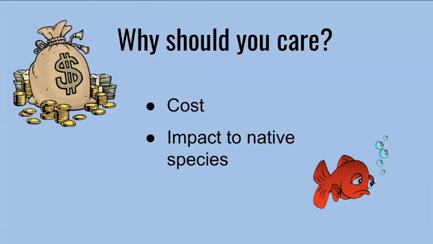So why should you care? Well, let me tell you. Cost and impact to native species. It costs the US government $137 billion a year in damages and pest control costs. Zebra mussels threaten 49% of all endangered and threatened species. Furthermore, the mussel invasion is also responsible for 68% of all fish extinctions in the US. So think about that, America.